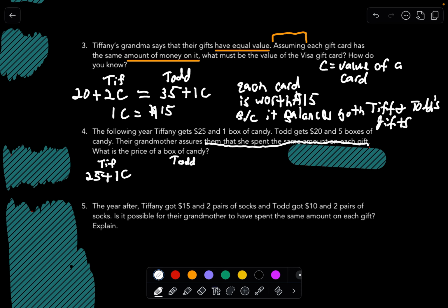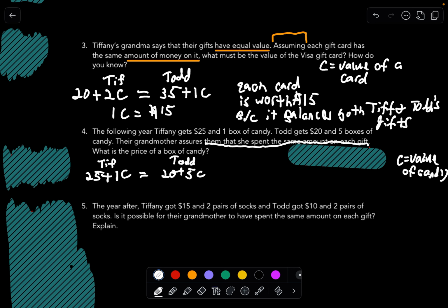C, value of candy. So C equals value of candy. And Todd gets, let's see, Tiff 25, and then Todd gets $20 plus 5 boxes of candy. Personally, I'd rather have more of the cash than the candy, but that's a personal preference. All right. What is the price of each box of candy if they are equal?